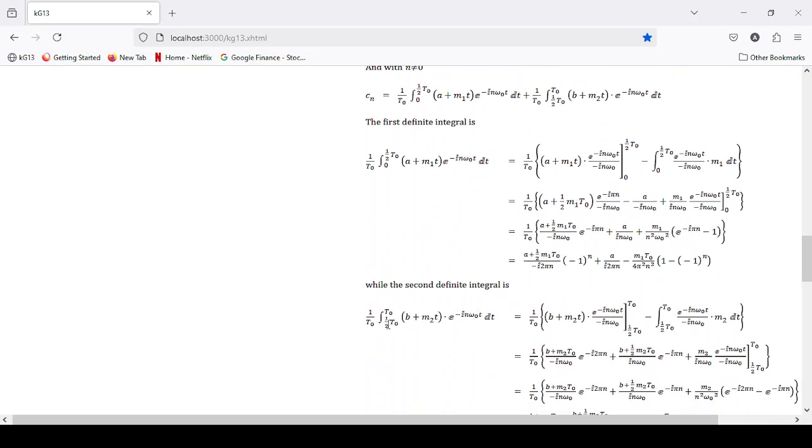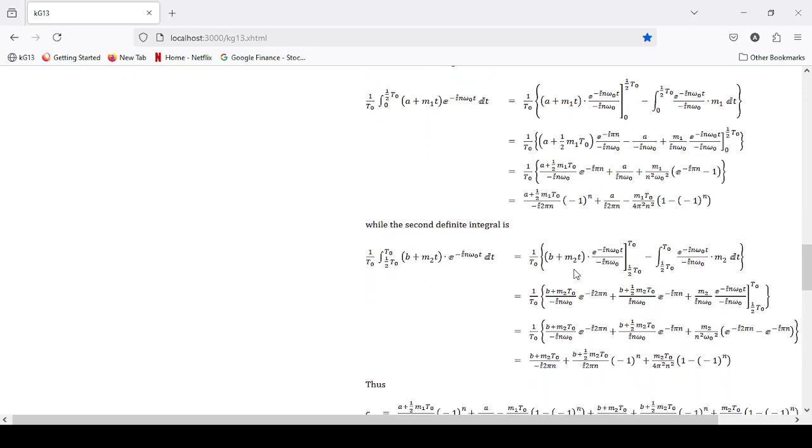Then we have the second definite integral here for the second straight line, and we work it out by integration by parts, and there's your answer. It is given in terms of b, m2, t naught, and n, where n is of course representative of the integers.